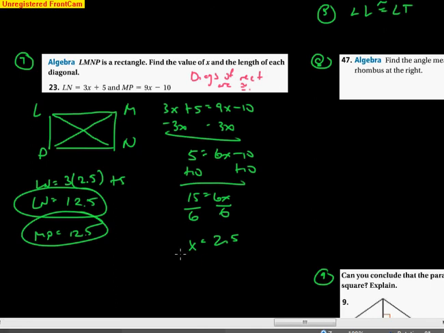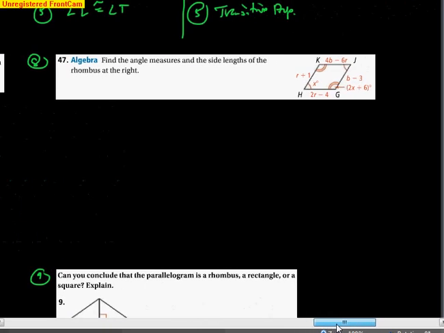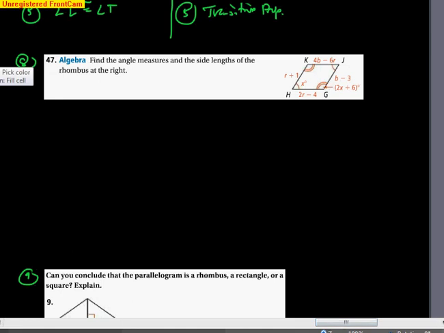Okay, just make sure you remember those properties, right? Diagonals of a rectangle are congruent. Alright, here you go. This is a fun question. Find the angle measures and the side lengths of the rhombus at the right. Okay, so it wants the angle measures and the side lengths.